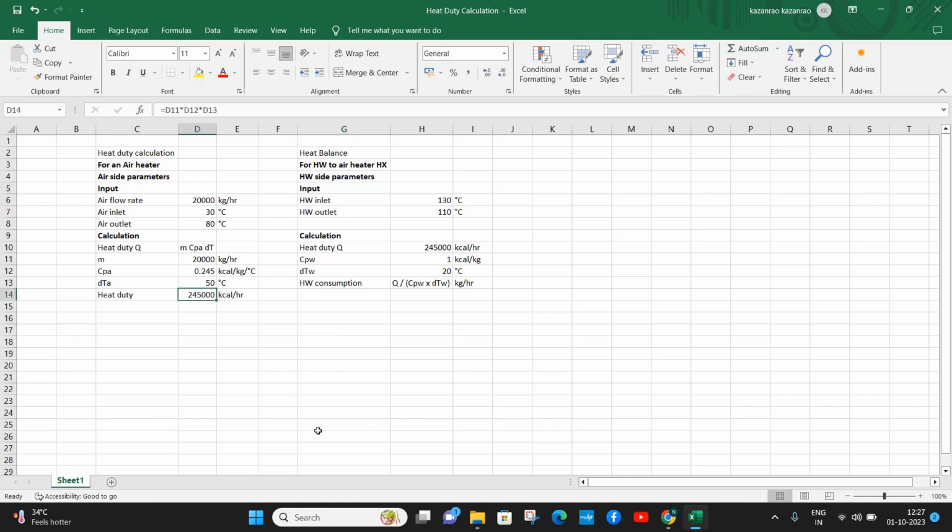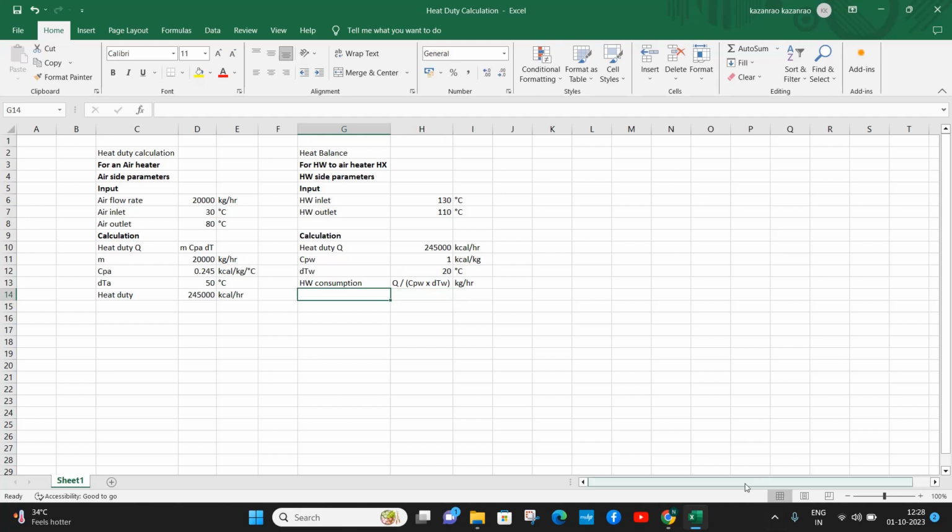Now you know the heat duty is 2,45,000 kcal per hour. Now using this heat duty and the inlet outlet parameters, what we need on the hot water side is the inlet and the outlet temperature. So the hot water enters at 130 and leaves at 110 in the heat exchanger, and the heat duty already calculated is 2,45,000. For the further calculation, we need the specific heat of water, which is 1 kilocalorie per kg per degree, and the delta T of water, which is 20 degrees, calculated from the above input parameters, 130 degree minus 110 degree.